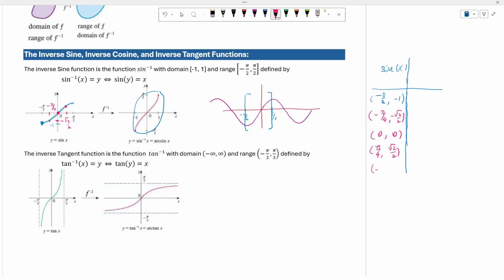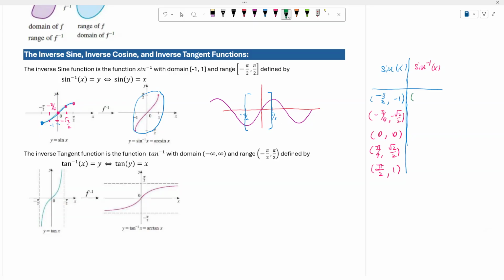And then we also have pi over 2 is actually 1, right? So this is actually the point that we get from the sine function. And now the inverse functions. Remember, how do we actually work with the inverse function? We swap the input and the output.